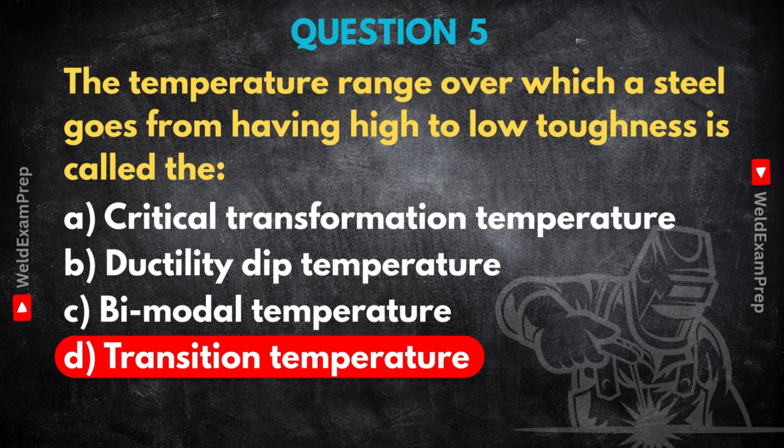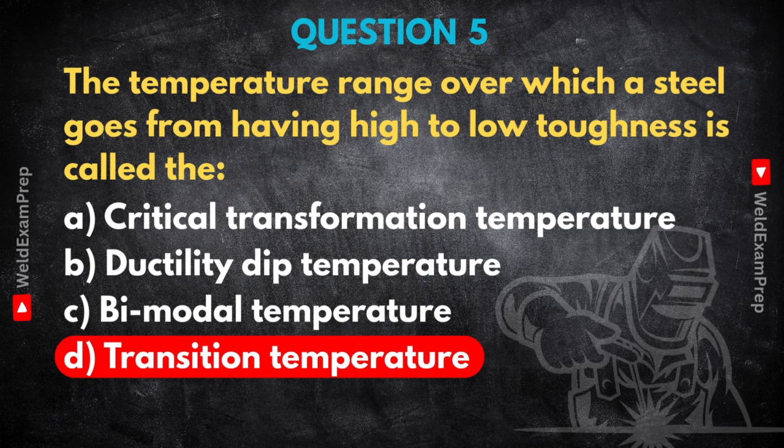It's absolutely critical for safety and longevity. Imagine a bridge component designed assuming it will behave ductilely. If the actual operating temperature drops below its transition temperature, that component could suddenly fracture in a brittle manner under load, catastrophically. So inspectors need to understand this concept to assure a few things. First, that the base material selected is suitable for the lowest anticipated service temperature.